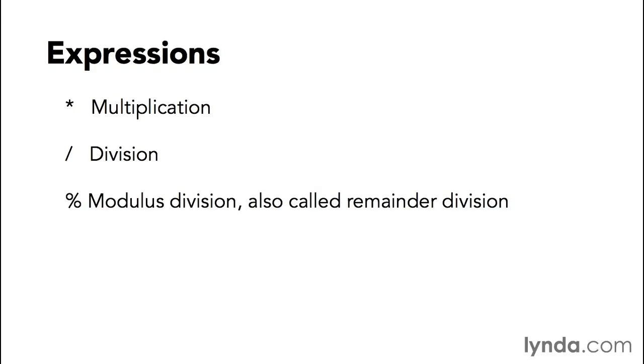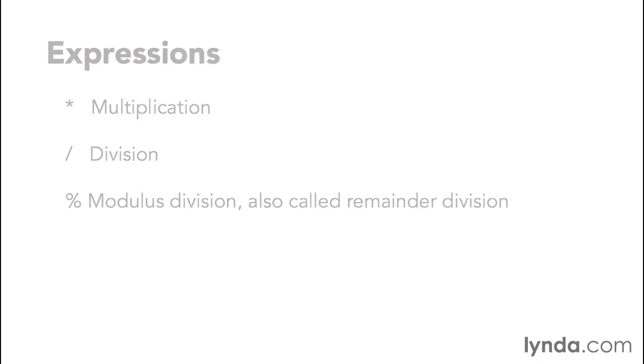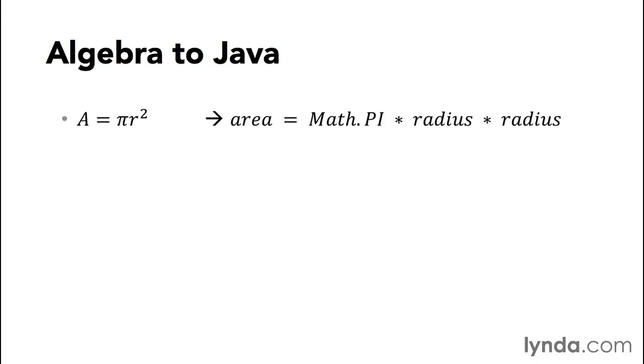Let's take a look at some algebraic equations and their corresponding Java equivalents. We're used to A equals pi r squared. This is how we find the area of a circle. In Java, we would use more meaningful names, and we would write area equals. To get pi, we use the math library, Math.PI, times radius.